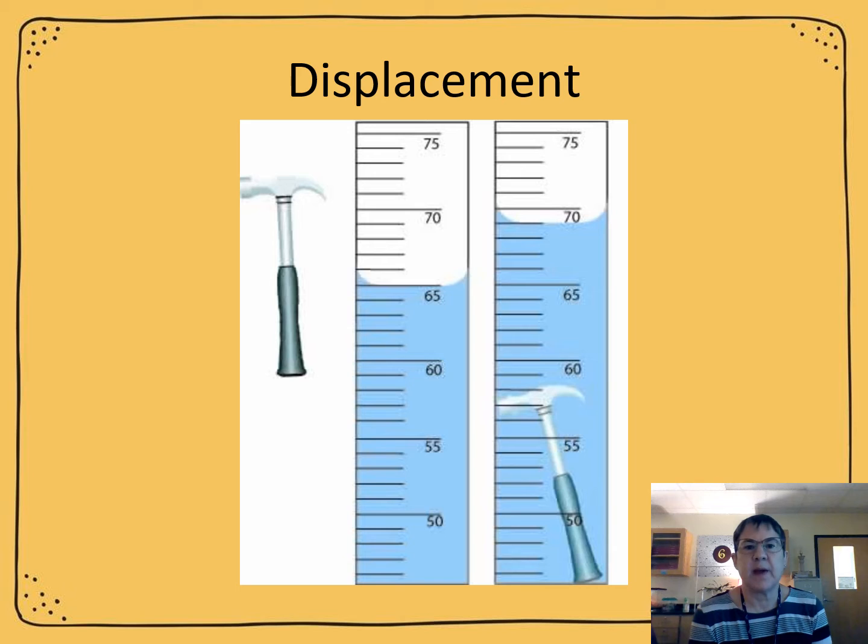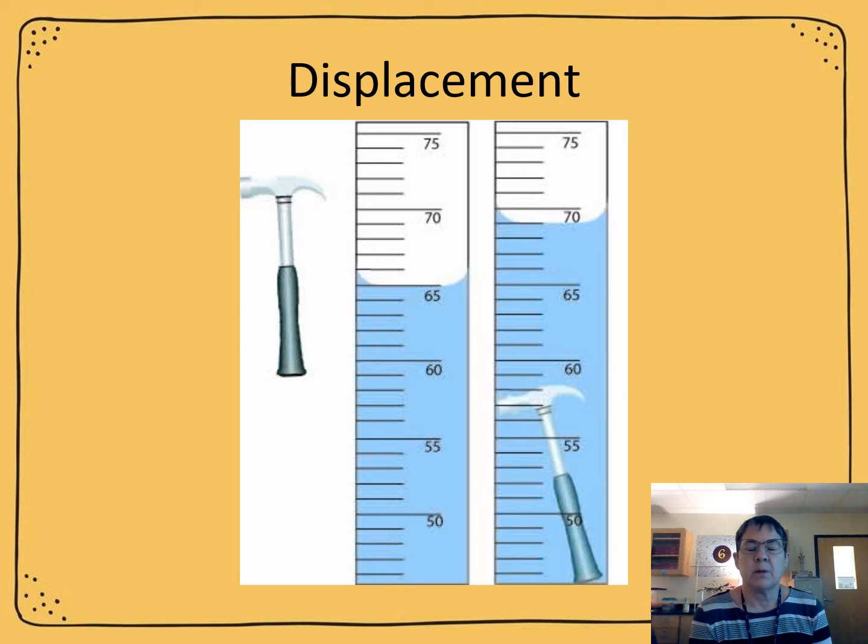You can see in this example, a scientist was trying to measure the volume of a hammer. He or she couldn't find the volume of the hammer using the traditional method because measuring the length, width, and height of a hammer is very difficult to do. It is an irregular shaped object. So the scientist had to use water displacement.